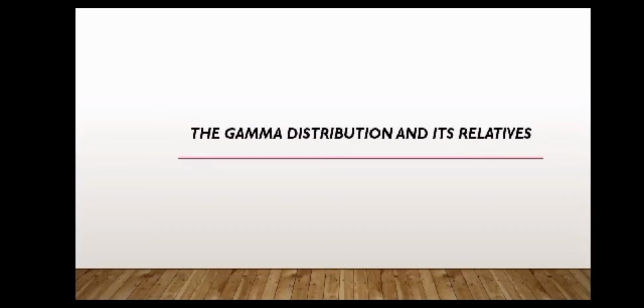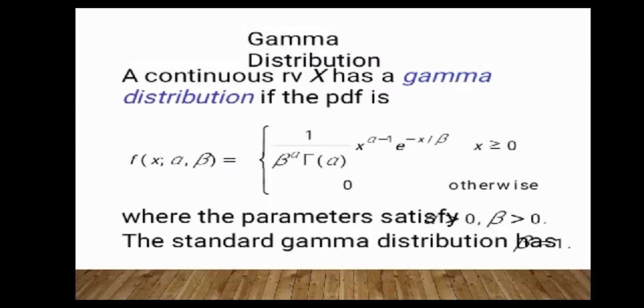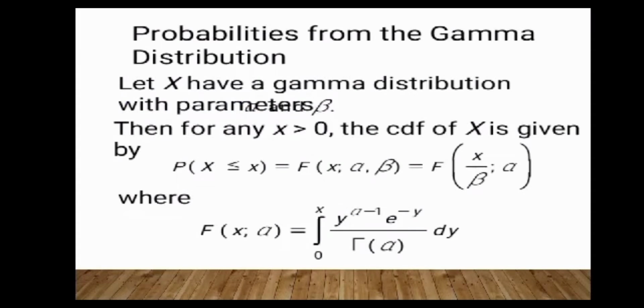Hello everyone, my name is Farah Gutierrez, and this is my part of our group reporting entitled The Gamma Distribution and its Relatives. The gamma distribution is a continuous distribution depending on two parameters, A and B, where A is the shape parameter and B is the rate parameter. A continuous random variable X is said to have a gamma distribution with parameters A and B, both positive.